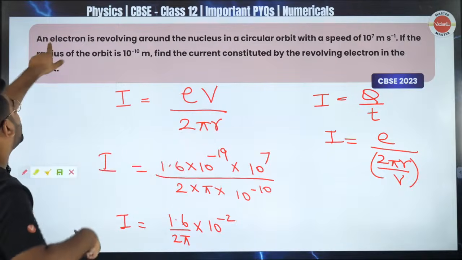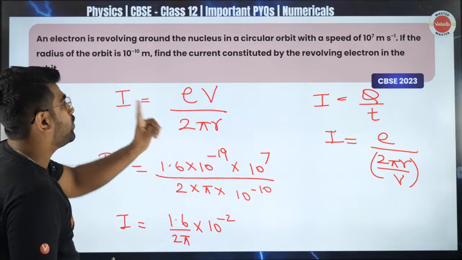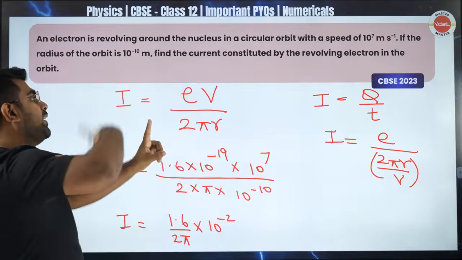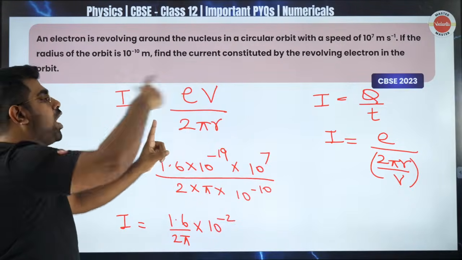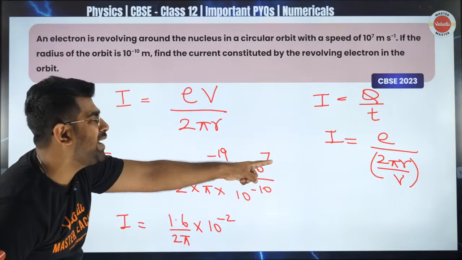What is the charge? Charge is electron. Time: in 1 second, how many times is it revolving? That's what I'm finding out. In 1 second, how many times is it revolving? That is what is given by 2 pi R by V.